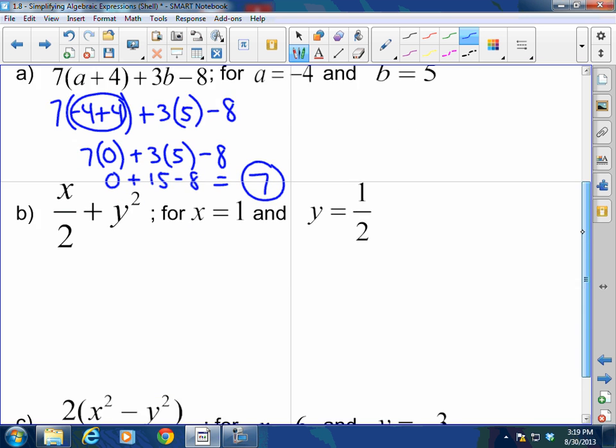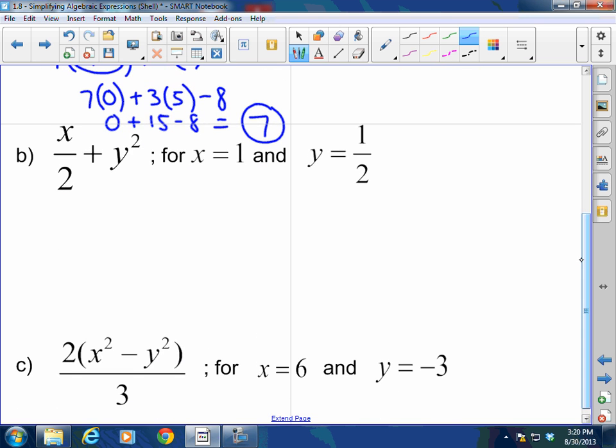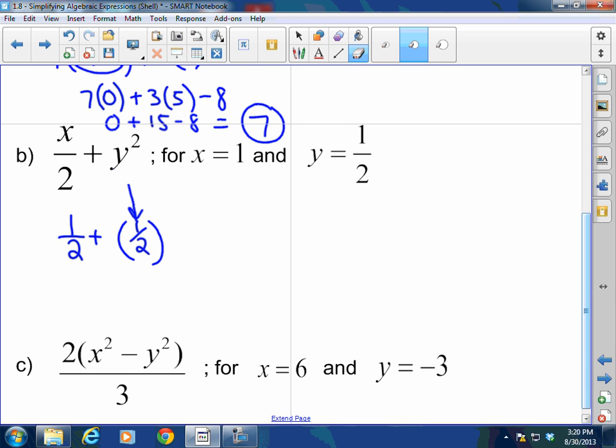All right, let's continue. x over 2 plus y squared for x equals 1 and y equals 1/2. Literally plug in the values that were given to you and solve. So x is 1, so I've got 1 over 2 plus y. Whenever they give you a value for y, encapsulate it inside of a parenthesis, because the y is 1/2, but the value of y is being squared. So to avoid any confusion, always encapsulate what they give you in a parenthesis when you have a power attached to that.